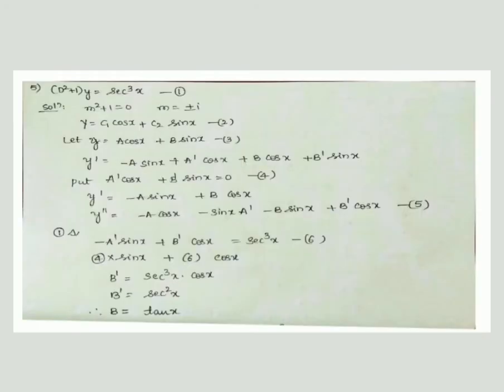Next move on to the fifth problem. Here also LHS will be same. D square plus 1 into y is equal to secant cube x now. Previous ones are secant x and secant square x.